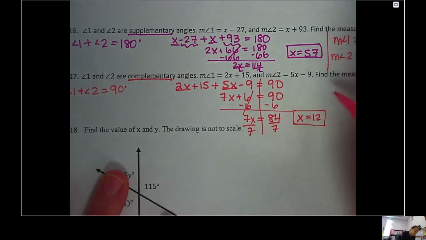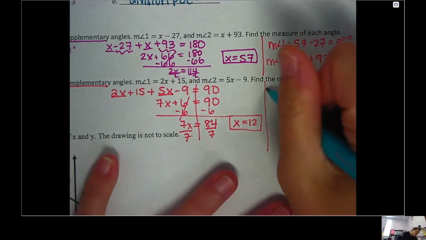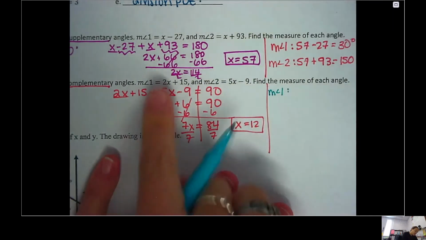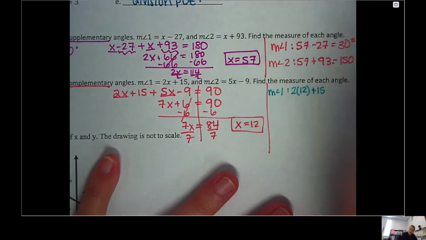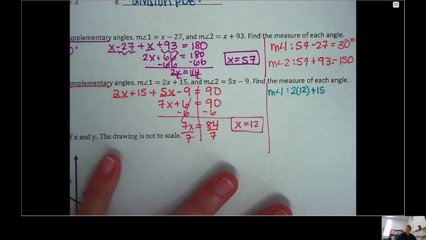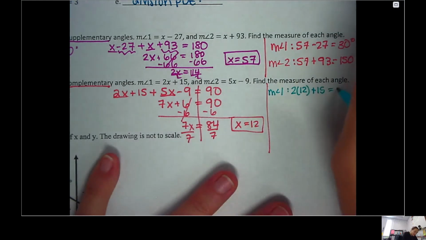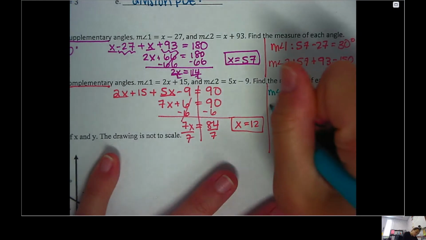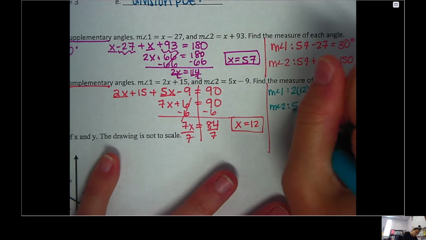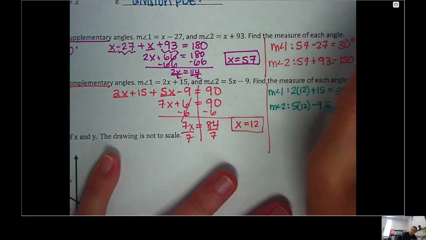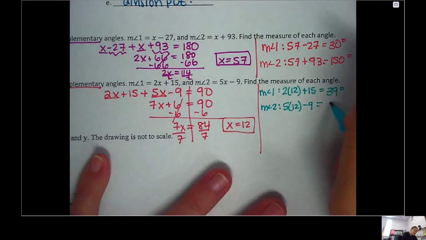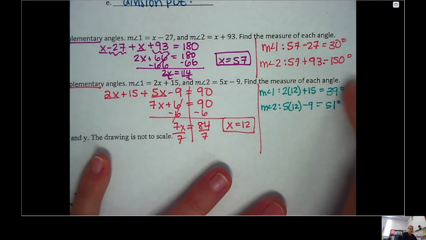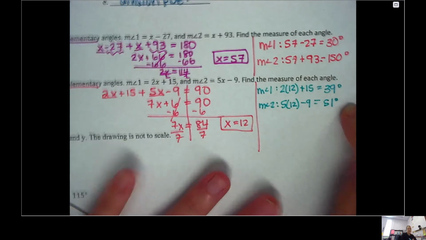Again, I have to do the same thing. I have to take my equations and plug them in. So the measure of angle 1 is 2 times 12 plus 15. So that is 24 plus 15, which is 39 degrees. And then the measure of angle 2 is 5 times 12 minus 9. And that gives me 60 minus 9, which is 51 degrees. And if I add those two together, I get 90. So I did it right.